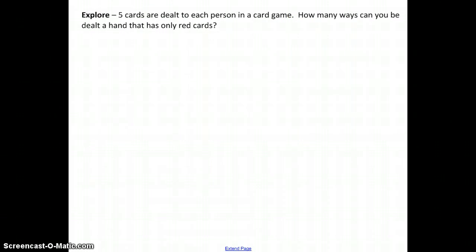So Explore: 5 cards are dealt to each person in a card game. How many ways can you be dealt a hand that has only red cards? So only red cards means how many choices do you have? Total choices: 26. Good. So n is your 26. How many are you choosing? 5 of them. So how many are you not choosing?